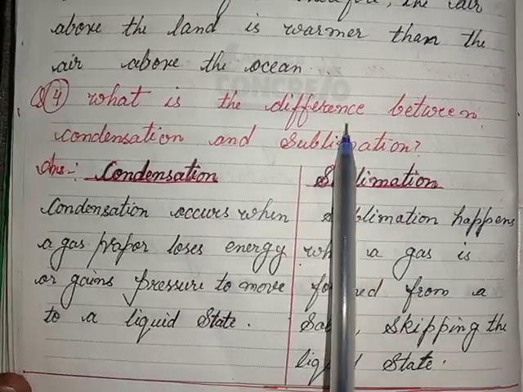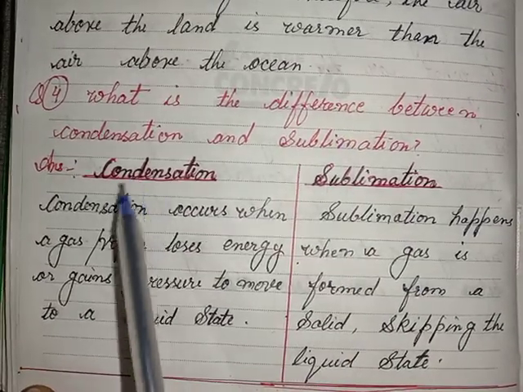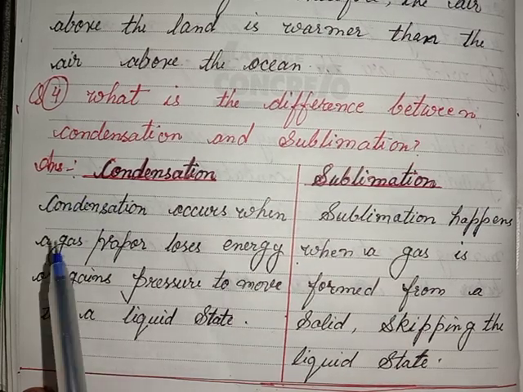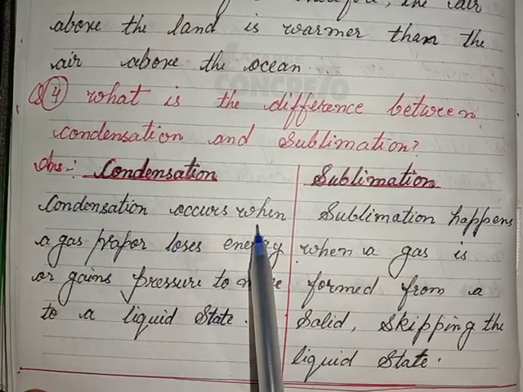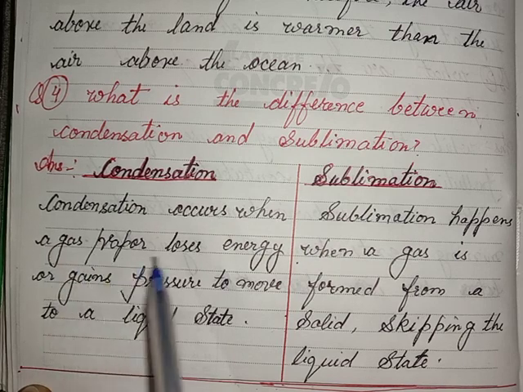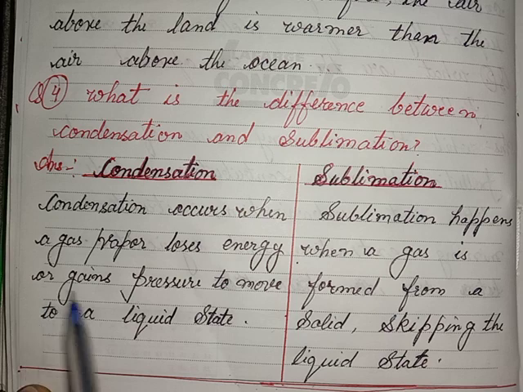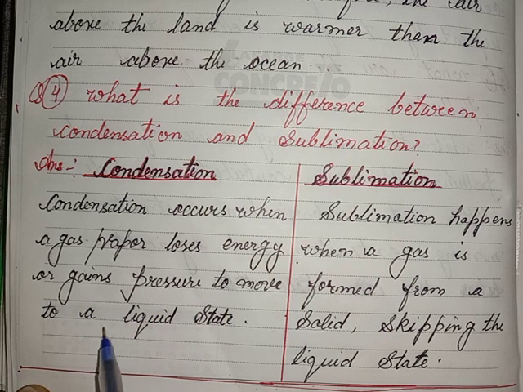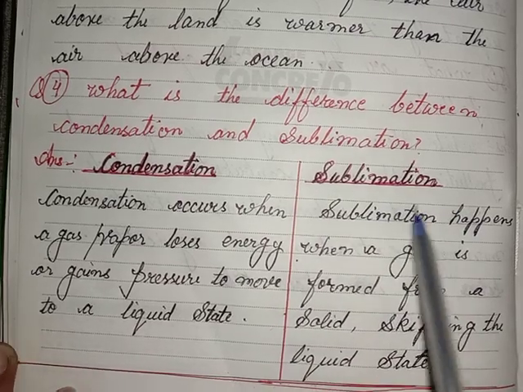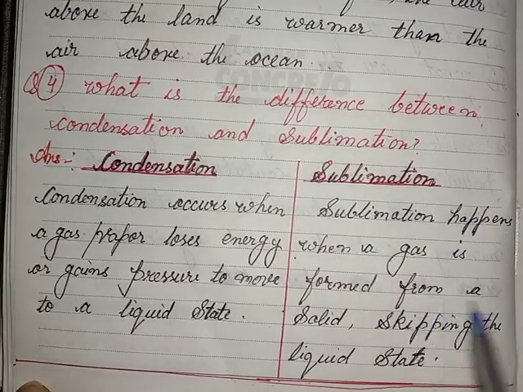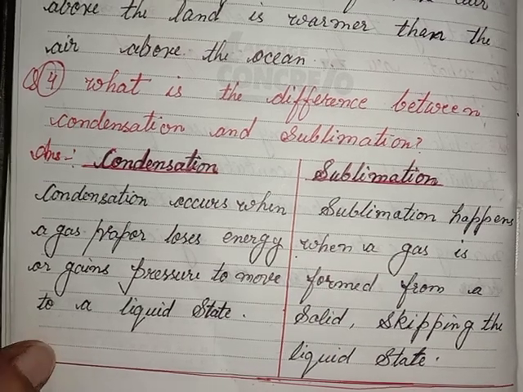4. What is the difference between condensation and sublimation? Answer. Condensation occurs when a gas or vapor loses energy or gains pressure to move to a liquid state. Sublimation happens when a gas is formed from a solid skipping the liquid state.